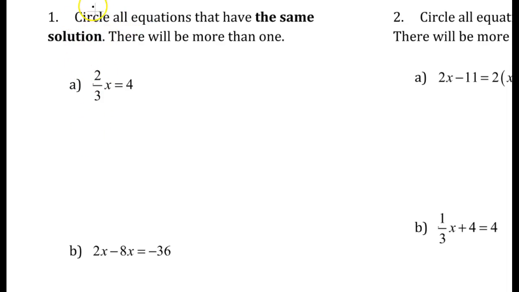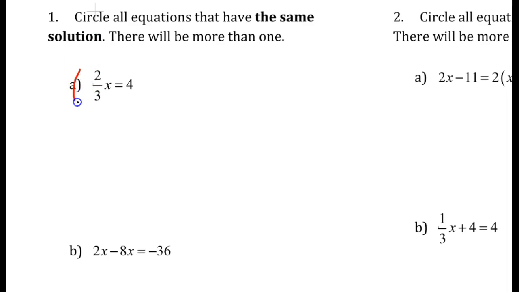Okay, so let's read the directions for number 1. Circle all the equations that have the same solution. So basically we have to solve all of them and see if the answer is the same, and it does tell us there will be more than one. So let's solve all of them. So 2/3 of what number is 4?